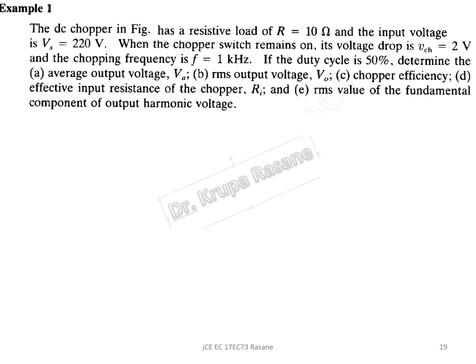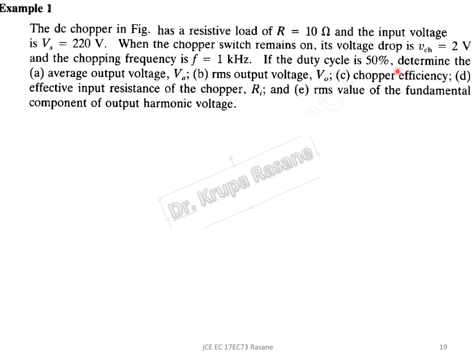Now let us look at a problem. The DC chopper, the step down one we have just studied, has a resistive load R equal to 10 ohms and an input voltage Vs equal to 220 volts. When the chopper switch remains on, it has a voltage drop of 2 volts. So obviously the load is not going to get the complete input voltage; some voltage drop will be across the chopper, and hence the output voltage will be the input minus the chopper drop. Remember that. And the chopping frequency is f equal to 1 kilohertz.